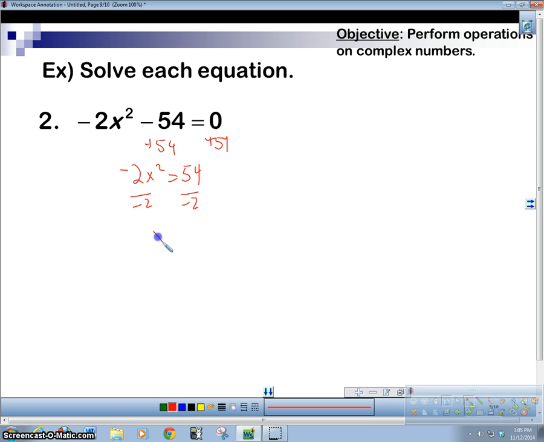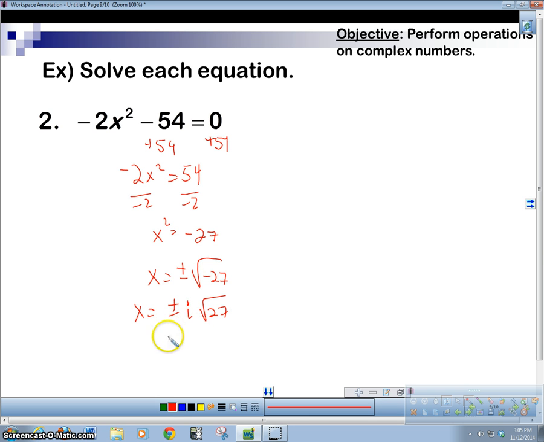Sorry, negative 2. So we got x squared equals negative 27, right? Yep. Then I take the plus or minus square root of both sides. Plus or minus square root of negative 27. So the negative is inside the square root, and we take out the i, right? So we got plus or minus i root 27. Now 27 is 9 times 3. So 9 times 3 is going to give us a 3 outside of the square root.